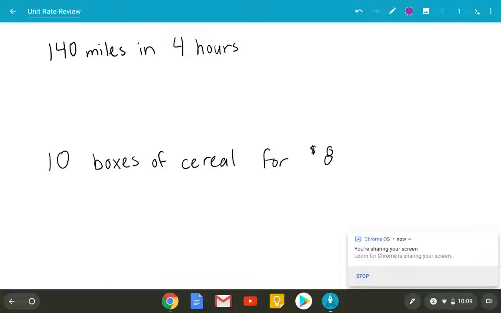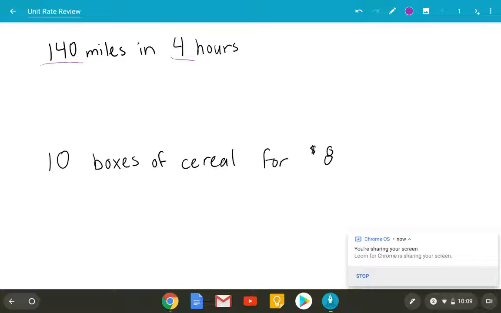So in the first example, I have 140 miles in 4 hours. So neither of those numbers is the number 1. I need to write an equivalent ratio where one of them is the number 1. I could do that two different ways. I could turn the number 4 into the number 1, or I could turn the number 140 into a number 1. Usually when we're talking about unit rates, we want to use the second number to turn that into the number 1.